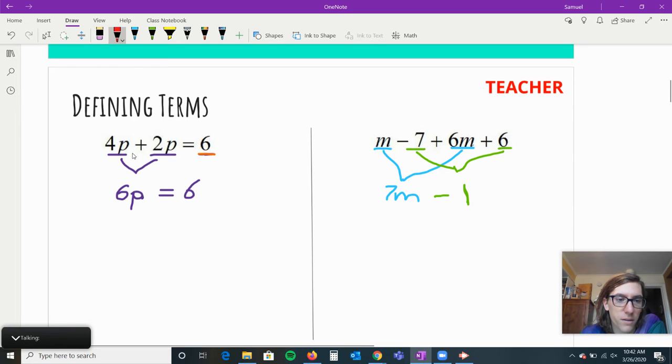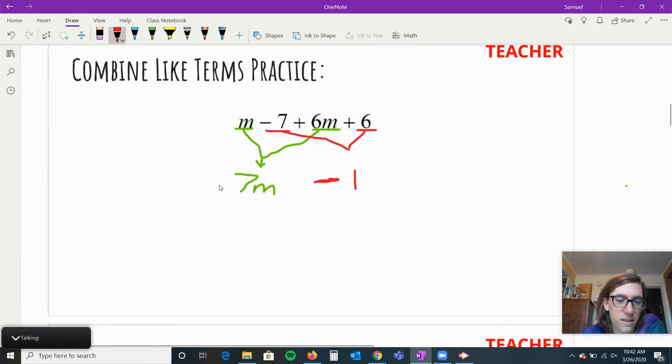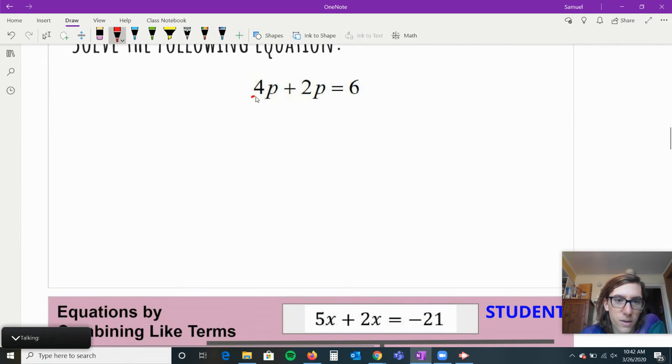We did that over here where we said 4p plus 2p equals 6. Let's do that again real quick and just solve it this time. 4p plus 2p is 6p, equal to 6. And now this is a one-step equation. How do I know that? Because there's only one term over here, and it's got our p.